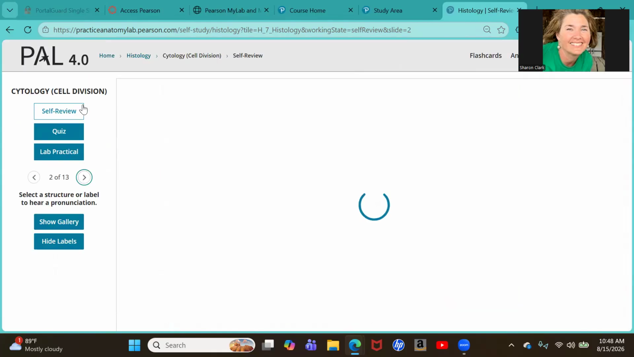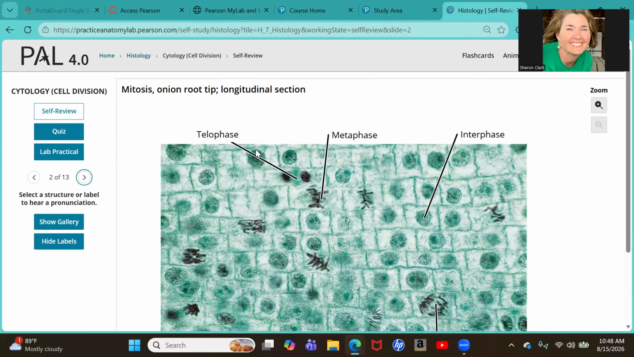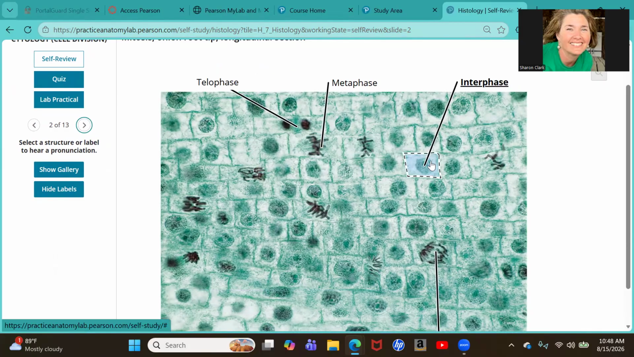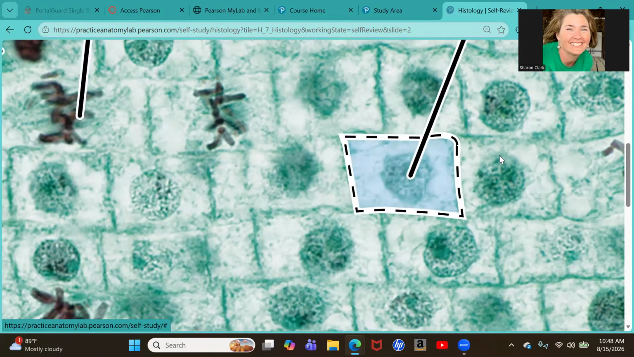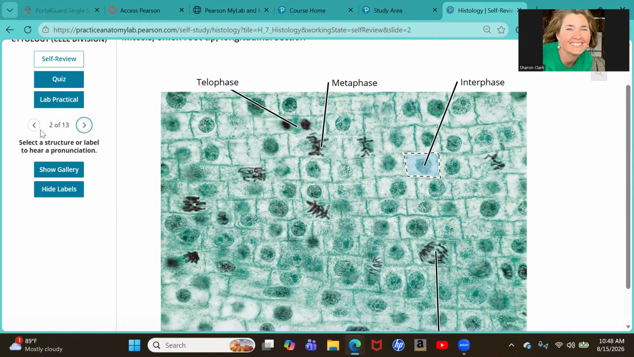So it's kind of that in-between phase. Let's see if we can find another one here. Yeah, here's another interphase. Okay. Nuclei, no real clear chromosomes yet. Okay, no real lines yet.